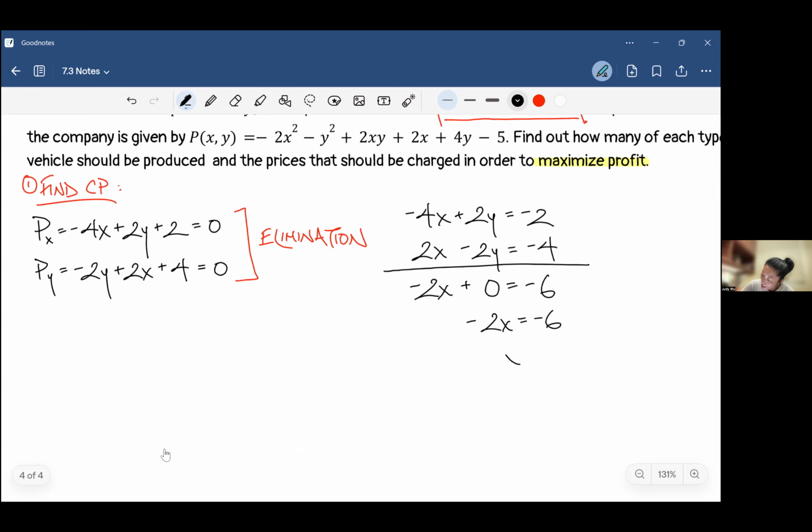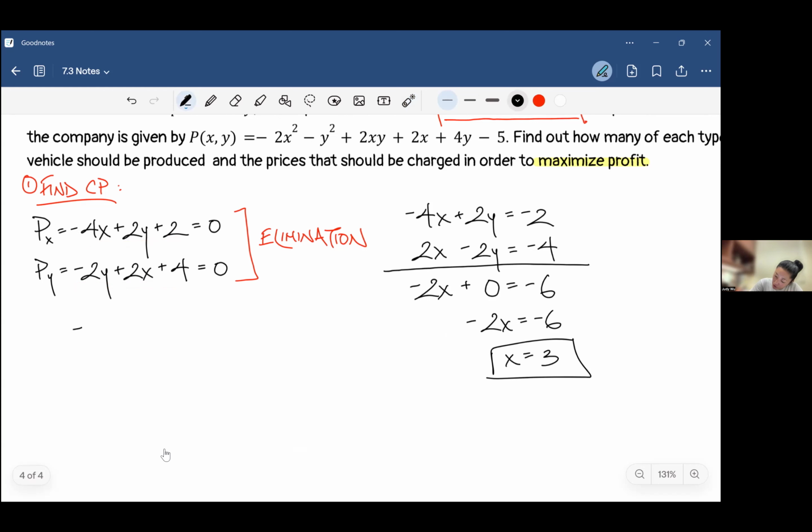I divide by negative 2 and I get x equals 3. Okay? So different technique than the other problem, but it looks like in this case, I'm just going to have one critical point. All right? I have the x value. I have to find the y value. To find the y value, plug it into either equation. Doesn't matter which one. Let's plug it in. Let's see what we get. So I'm going to choose the py, all right?